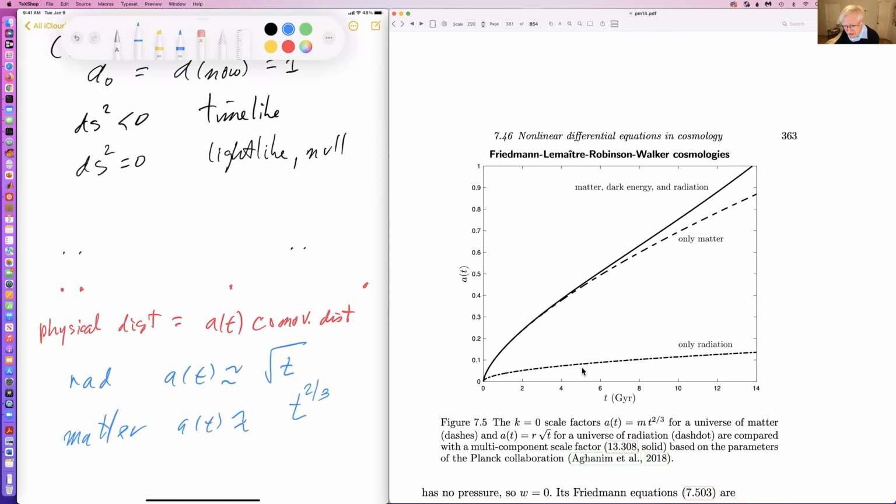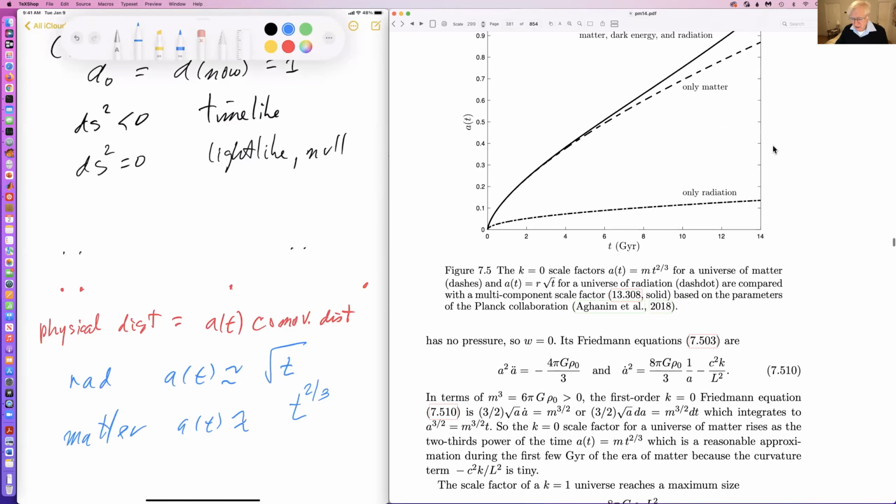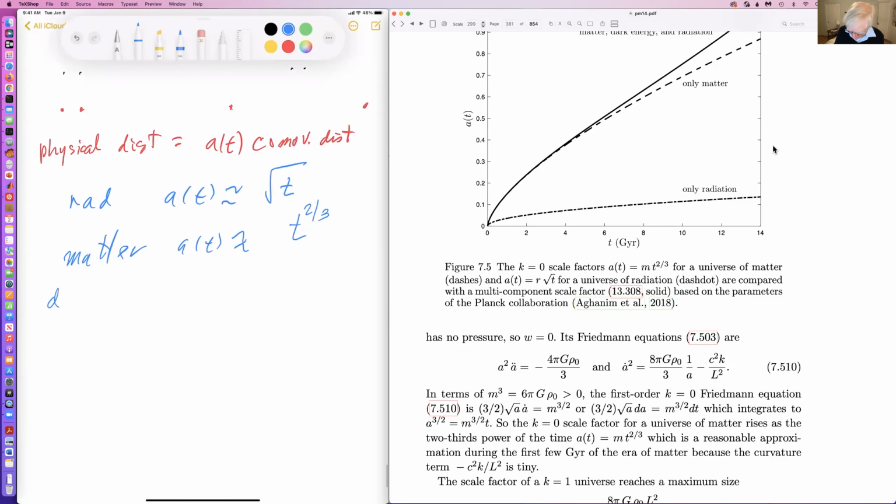And it would increase as square root of t. If you only had matter, it would increase like this, t to the 2/3. Whereas if you add in the dark energy, you have that around this time, the dark energy started to dominate and it increased exponentially. So remember, with dark energy, if that's dominant, then A of t goes as e to the t.